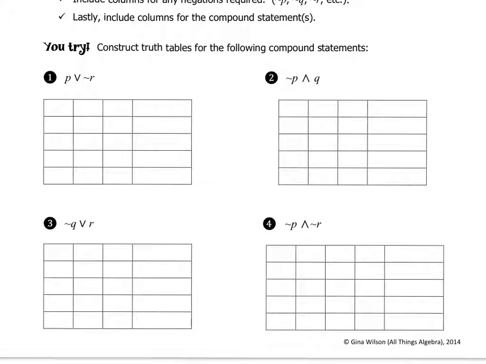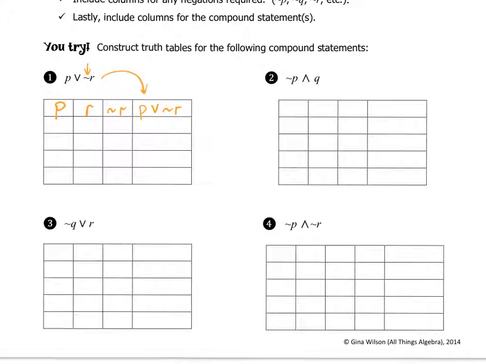In the first example, P or not R. We said first we have to have our original statements. In this case, we have P and we have R. Secondly, we need to put down the column for the negation that's involved. In this case, we are only negating R, so we put not R here. And then finally, the final compound statement always goes to the end, to the big box.